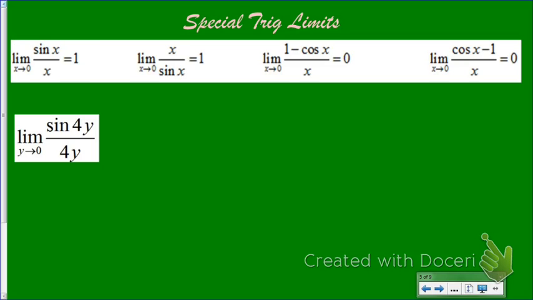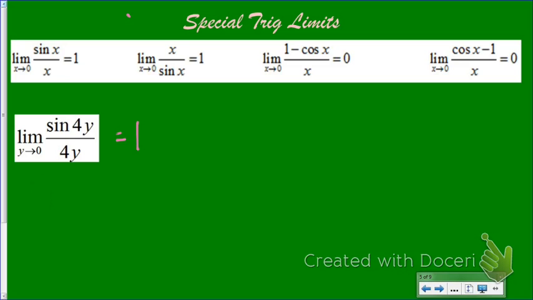So for example, this one down here: I have the limit as y approaches 0 of the sine of 4y divided by 4y. Since I'm taking the sine of 4y, the 4y is my argument, and the 4y matches at the bottom. That takes the place of the x. So this is the same as that first limit, which means the answer, without even doing any work, is just 1. Even though if I were to plug in 0 for y, I would have gotten 0 over 0.